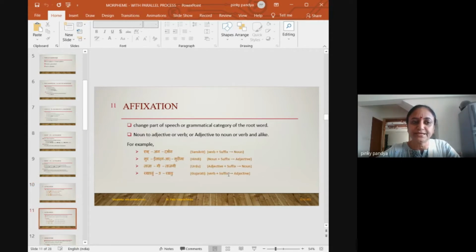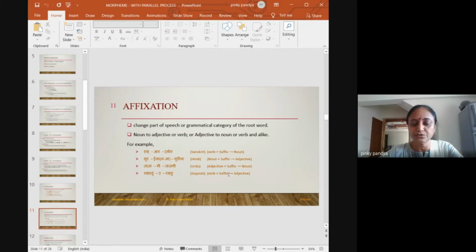In the same way, affixation can change the part of speech of the root word. In Sanskrit, there is a verb drusha. With the suffix ana, it gives the word darshana. So it is verb plus suffix, which is changed into a noun. In Hindi, there is a word surila. Sur is the root word and ila changes it to an adjective: surila, surili, variable with avaz, etc. In Urdu, there is a root word taja. If we add the suffix gi to that, it is changed into the noun tazagi.